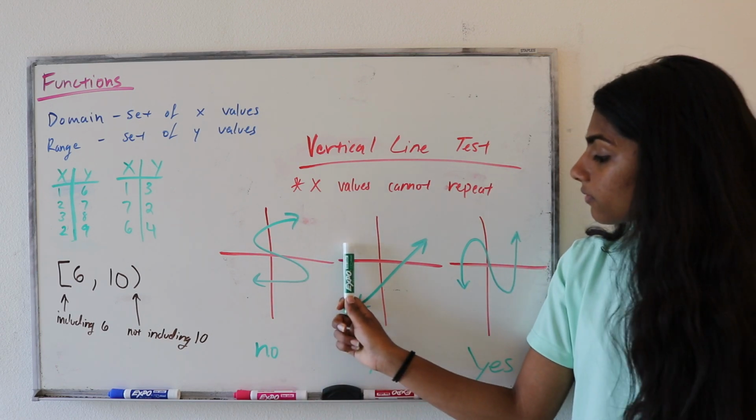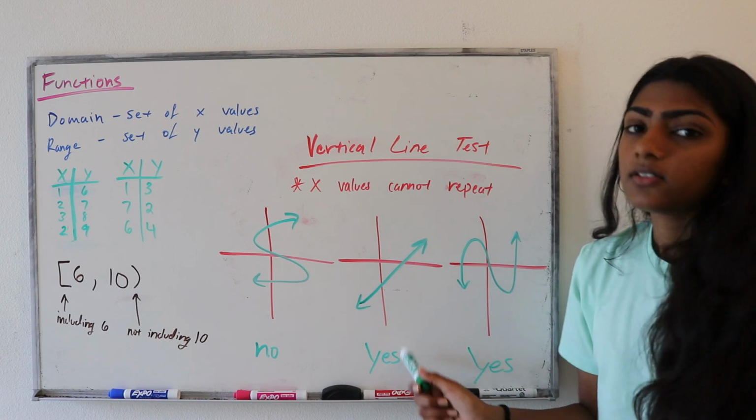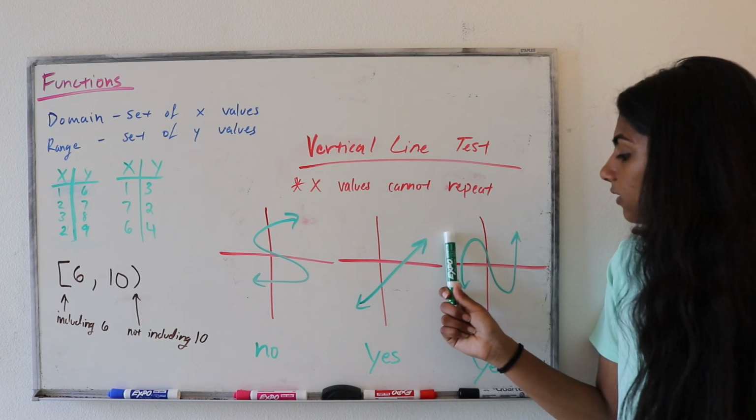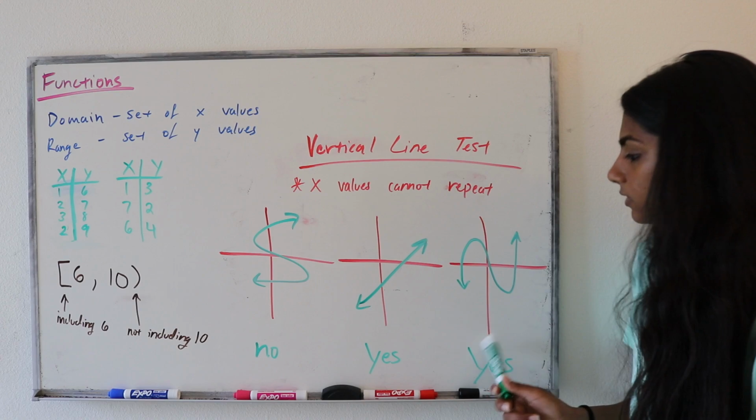Now let's try this graph. If we just keep going, no, they never meet. So yes, it's a function. And right here, there's not a single point where they meet, so yes, it's a function.